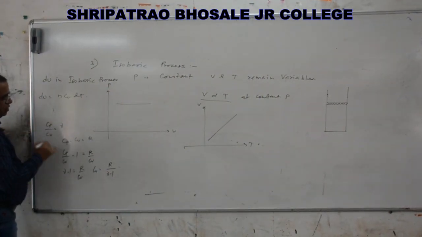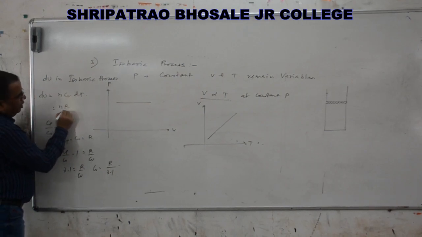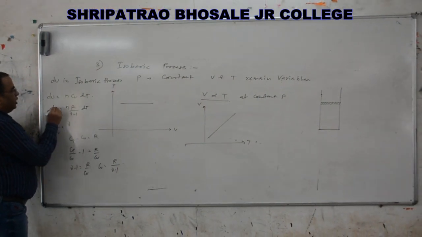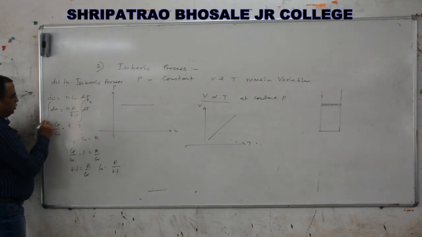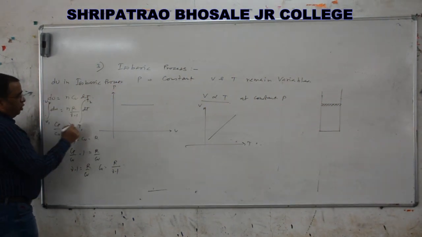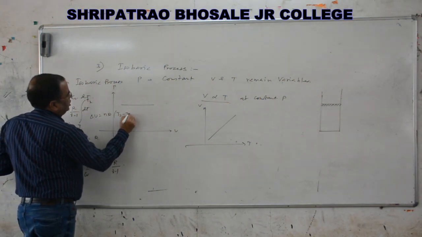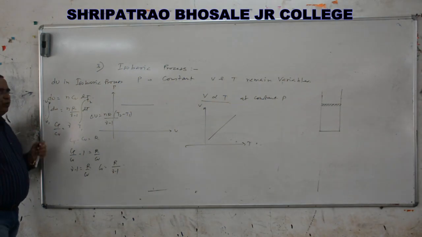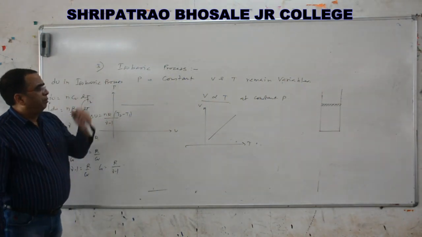We can write down dU as n into R upon gamma minus 1 into dT. Integrating it with the limits of temperature, T1 to T2, that's U1 to U2, or delta U will be nR into T2 minus T1, upon gamma minus 1. That is how we calculate change in internal energy in an isobaric process.